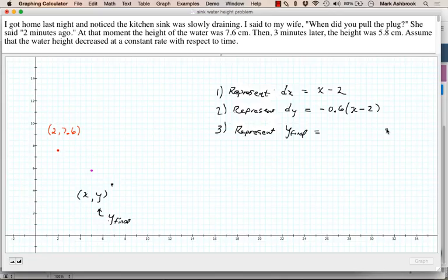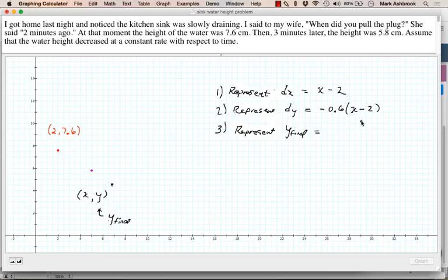Could you also just put y minus 7.6? No, because in the end we're trying to find what that is. So we don't want to put y final minus 7.6 here, because in the end we're trying to express y final. So we don't want to use that along the way. We want to use our constant rate of change, m dx.